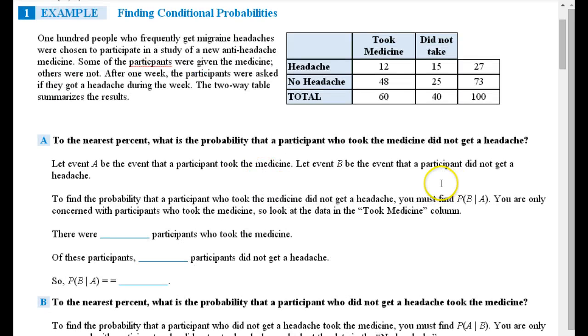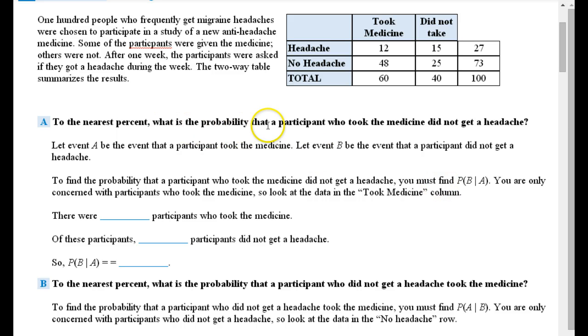So it says, to the nearest percent, what is the probability the person who took the medicine did not get a headache? So notice the question, the way it's worded. This is so important. A person who took the medicine. We are being told here that a participant took the medicine, and we're talking about a participant who took the medicine. So in other words, we're only looking at this column right here. These 60 people. That's all we're looking at is the 60 people.